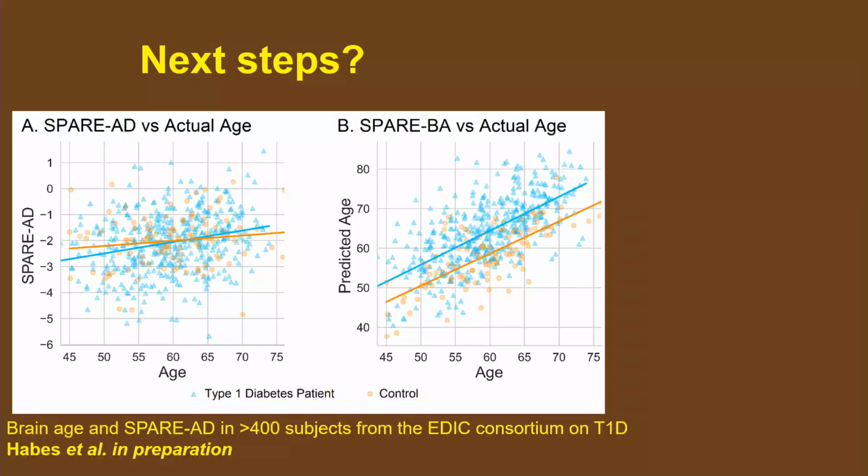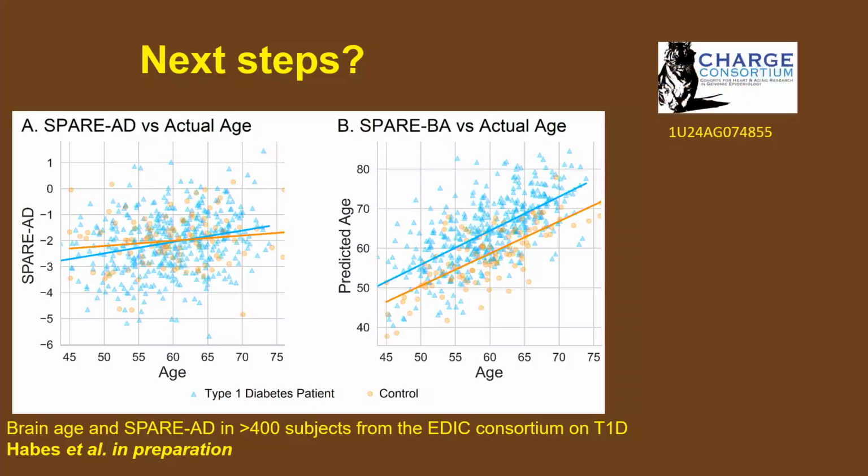We are bringing those dimensions and measures to other consortia. These are data that we are submitting soon from the AD consortium with more than 400 participants with type 1 diabetes. We have derived the SPARE-AD and SPARE-BA indices after harmonization with the iStaging consortium, and we have a very striking finding here. It looks like type 1 diabetes is not associated with AD-like atrophy, but it is associated with accelerated brain aging. This relationship might be happening before the age of 45, before the age range of this population. So the paper will be really exciting. Why is that happening? Time will explain more on that.